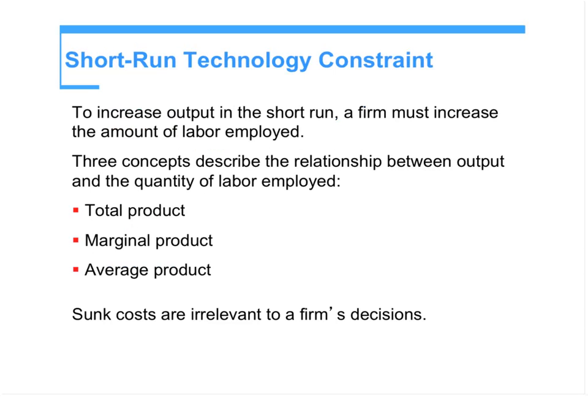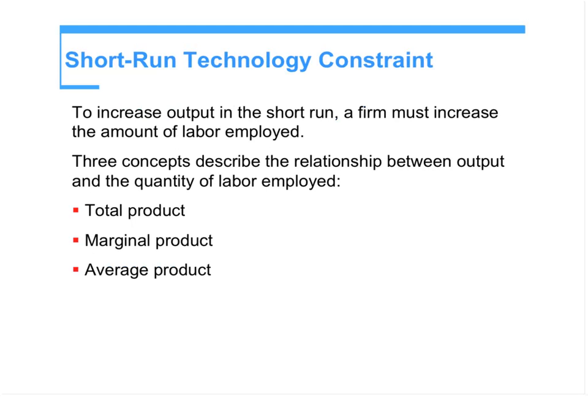To increase output in the short run, a firm must increase the amount of labor employed. So when you want to increase the amount of output within a very short amount of time, you need to bring in more labor. You need to employ more people and work at the same time to produce more output, and then it will increase your output in the short run.